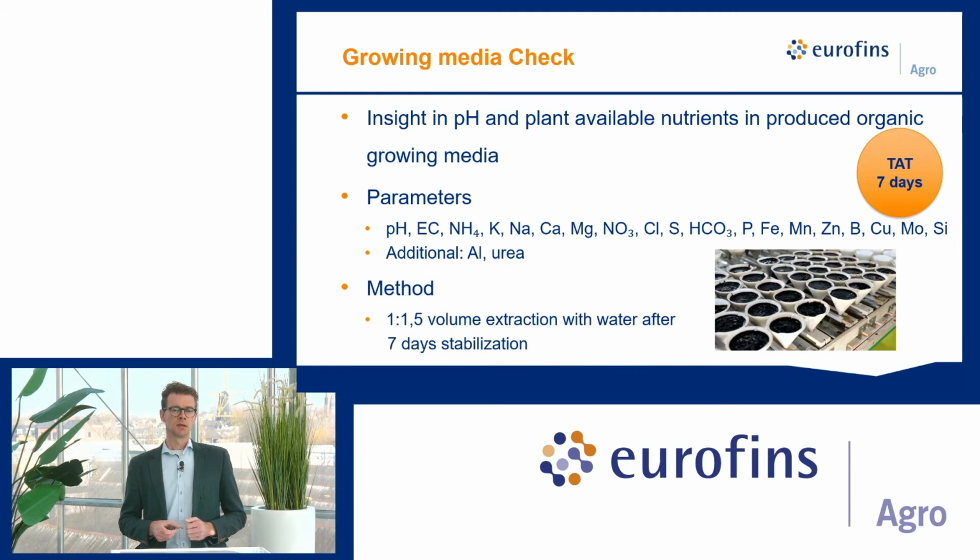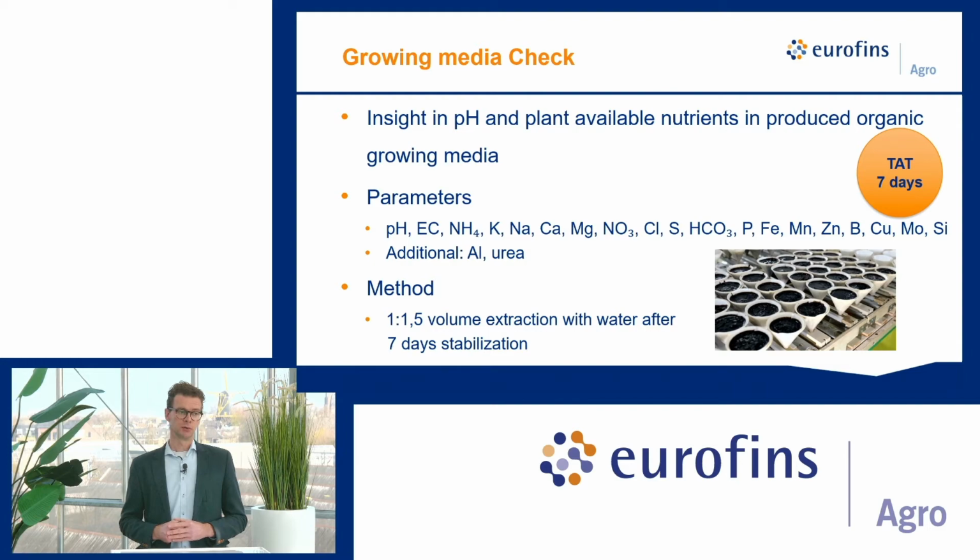The growing media check will give insight in the pH and plant available nutrients in produced organic growing media. The parameters are pH, EC, macro- and microelements. And additionally, we can analyze aluminium and urea.